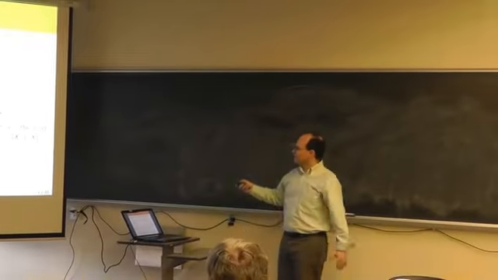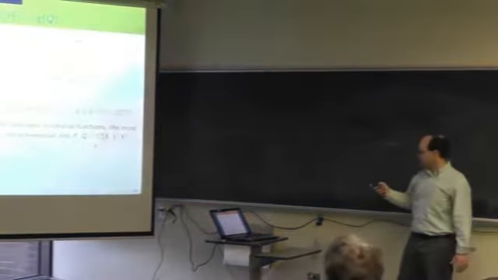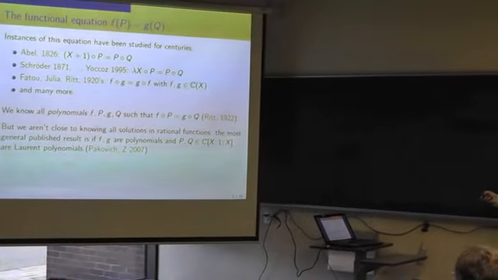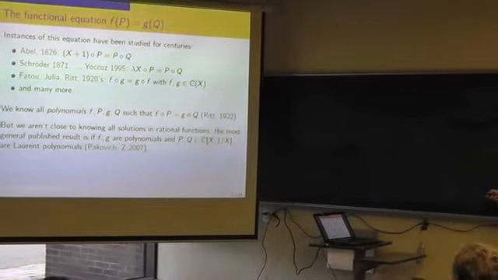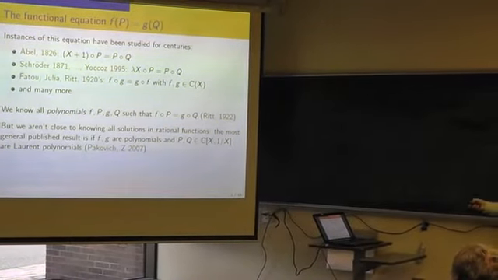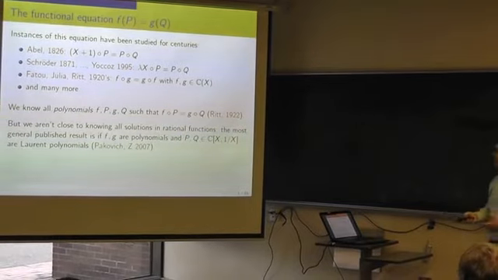We would dearly love to be able to do so, but there's been a lot of work over the 80 years in between. It was building in one direction, and the pinnacle, at least in the published literature, is keeping f and g being polynomials, but allowing these right guys, p and q, to be Laurent polynomials. So allow them to be rational functions with denominator a power of x.